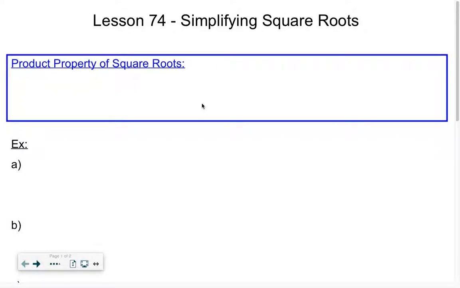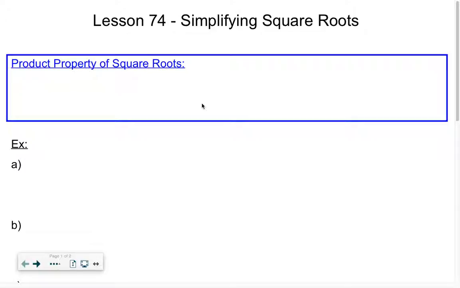For lesson 74, we are simplifying square roots. When we work with square roots, some of them may be perfect. If we talk about the square root of 81, we know that that's 9. The square root of 36 is going to be 6. But what do we do with square roots like 42, for instance? 42 is definitely not a perfect square root, but we ask ourselves, can we simplify something like that?